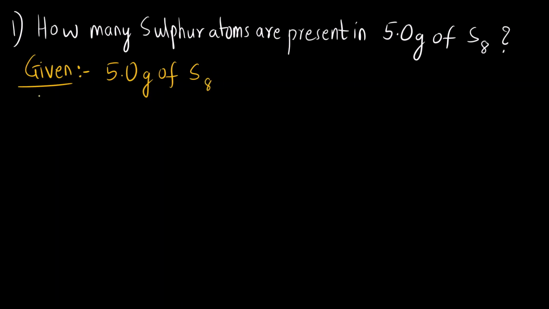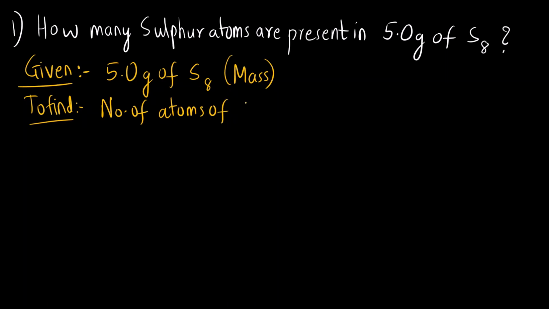5 grams of S8 is present, that is, mass is given. We have to find out the number of atoms of sulfur in 5 grams. Now let us find out the solution. So what is given is mass.